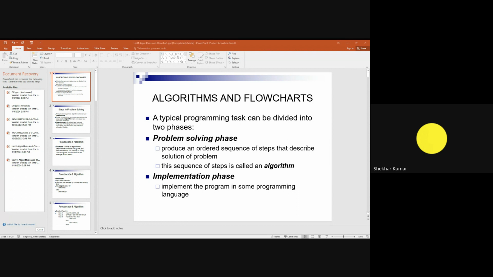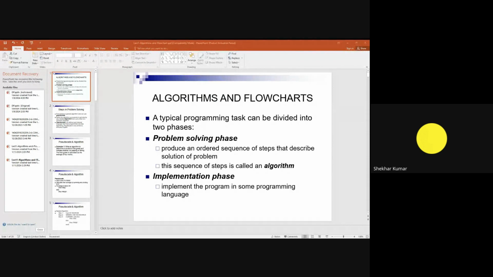is simply a step by step way so that we can perform a specific task. So it is a sequence of steps that is used to solve a particular problem. That is called an algorithm.